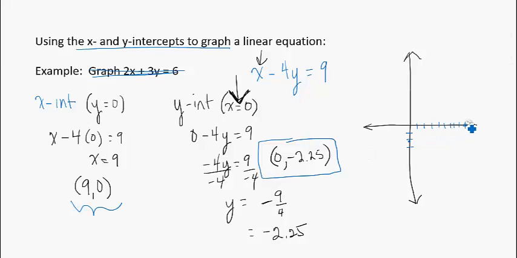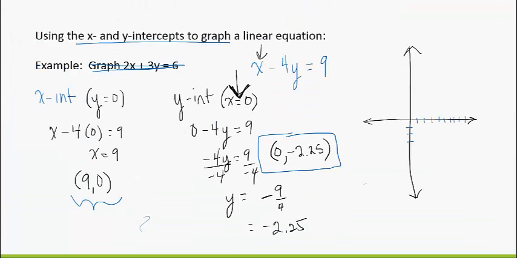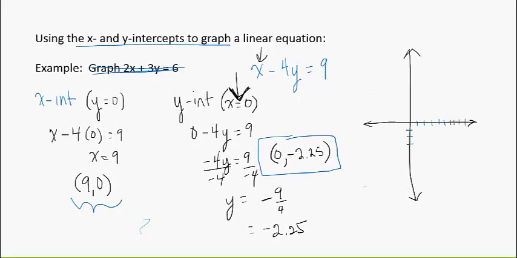Now, that one disappeared on me. Okay, I'm not real sure what's going on. I'm not sure why these are erasing. Hold on. Okay. So let's try that again. So I'm going to put the point (9, 0) right here.